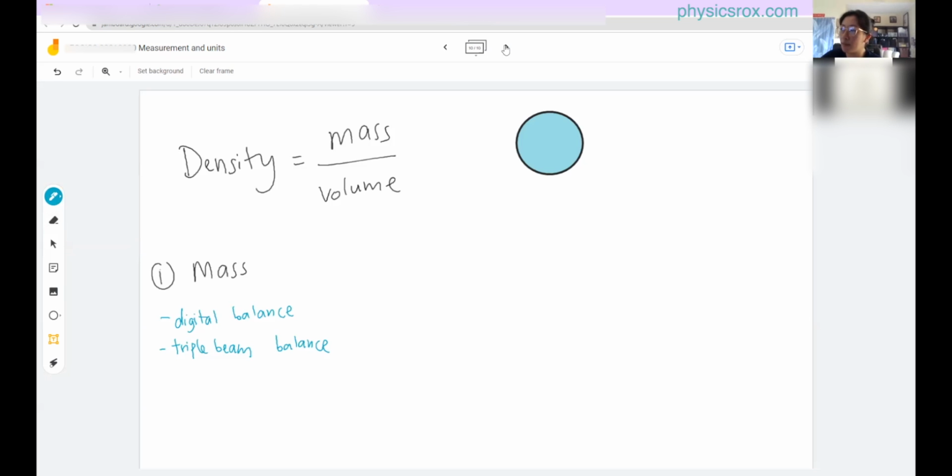Have you seen a digital balance before? Your kitchen should have one. If anyone in your family does baking, surely there is a digital balance. If it's not a digital balance, then it's the old style scale. That means you put on the dish, then there's the round face. I think you all just woke up, is it? You know what these are, right?